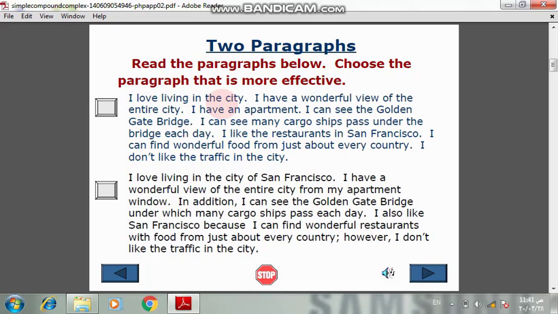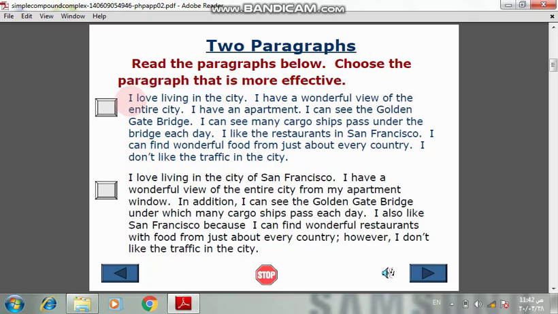I love living in the city. I have a wonderful view of the entire city. I have an apartment. I can see the Golden Gate Bridge. I can see many cargo ships pass under the bridge each day. I like the restaurants in San Francisco. I can find wonderful food from just about every country. I don't like the traffic in the city.